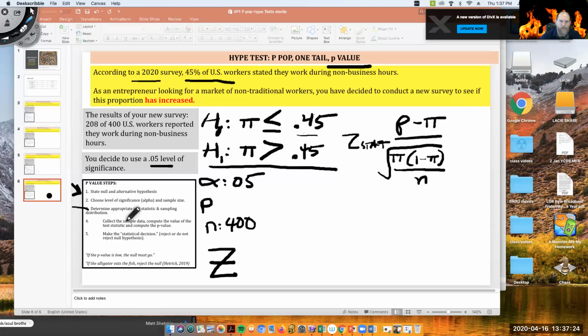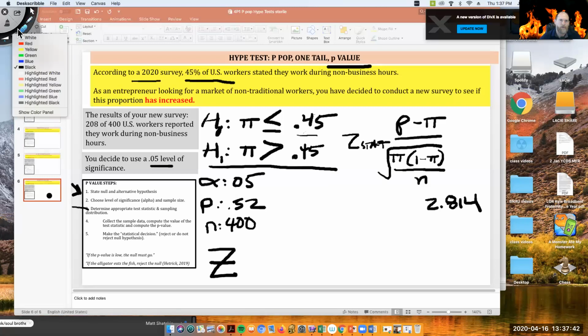Okay, compute the sample data. We got that 0.52. Compute the value of the test statistic. We're just going to go ahead and do all that. We know that it's 2.814. Okay, just to get a different color up on the board. And now compute the p-value.